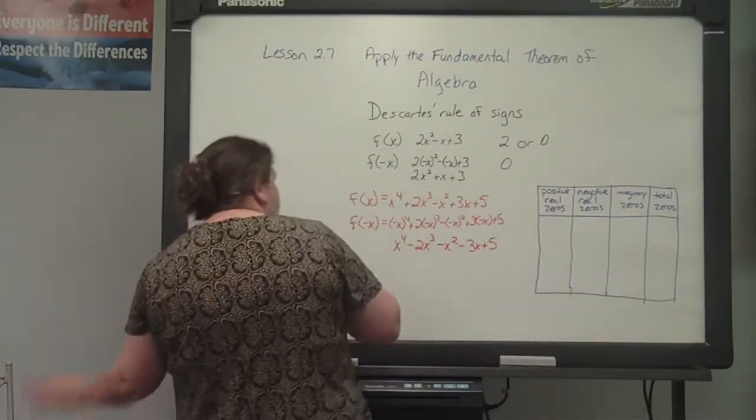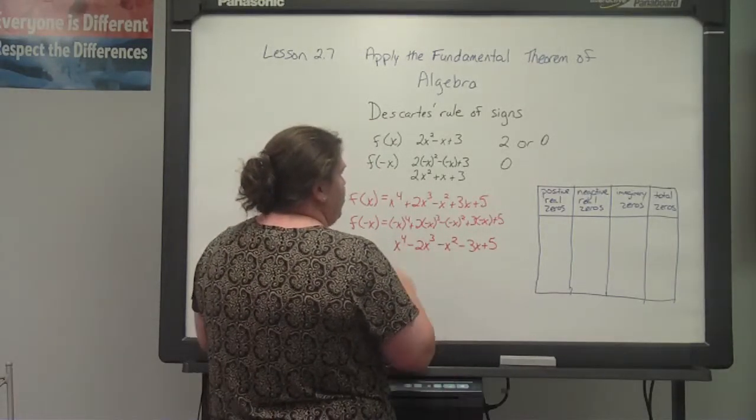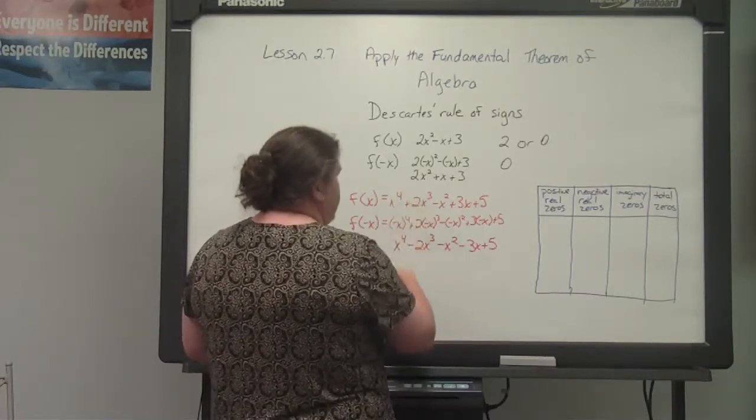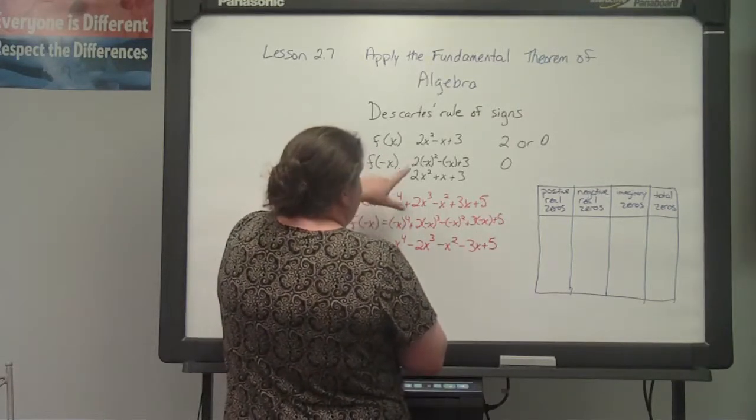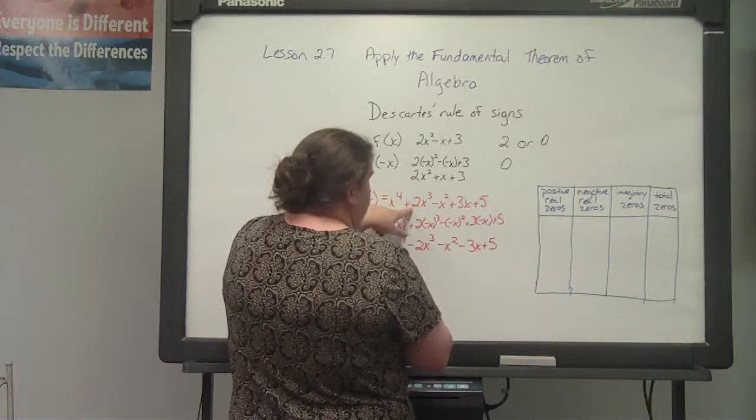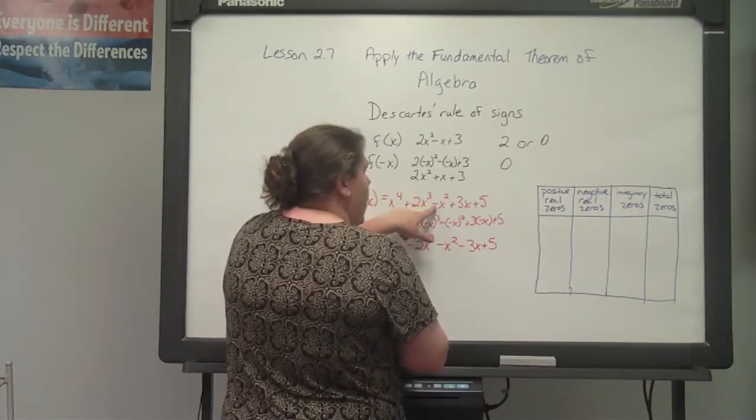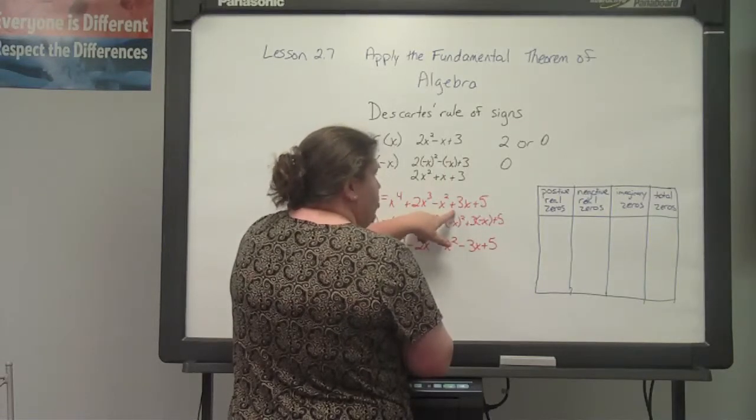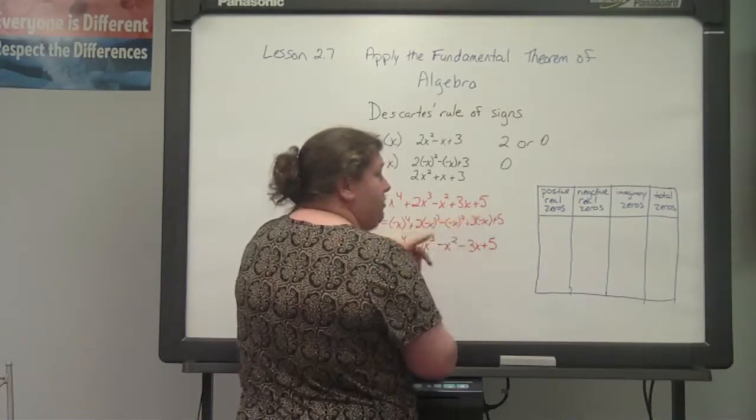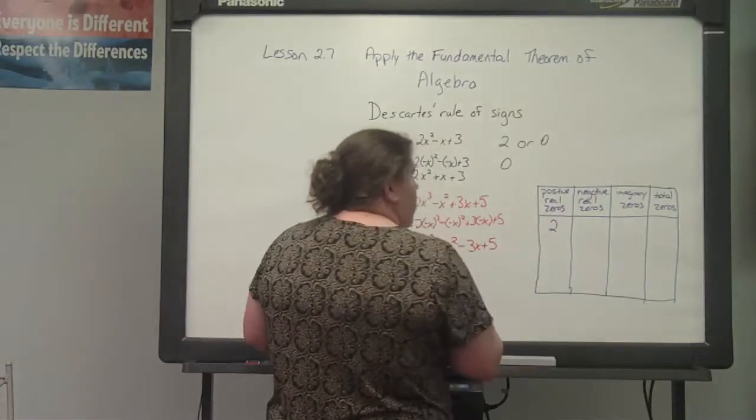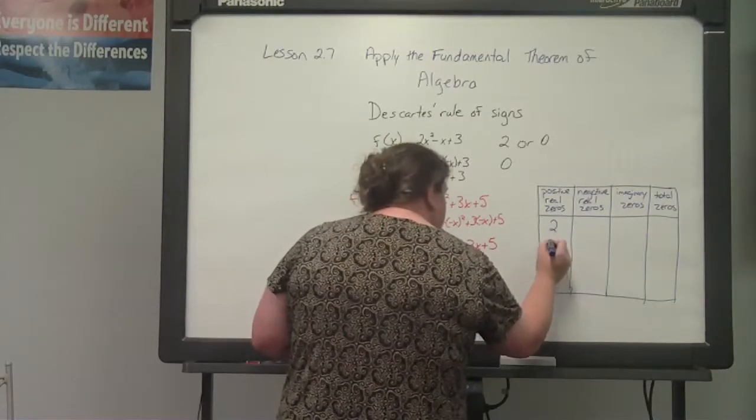So the first thing I'm going to do is look and count how many times my operations change. In this instance, it's going to be from a positive to a negative. And so for f of x, I have a positive x and a positive 2x, so that doesn't change. But I have a positive 2 to a negative x squared, so that changes once. And then the negative back to a positive changes it again, so that gives us 2. And then positive to a positive stays the same. So we have 2 positive real zeros. And again, we're going to list that twice.